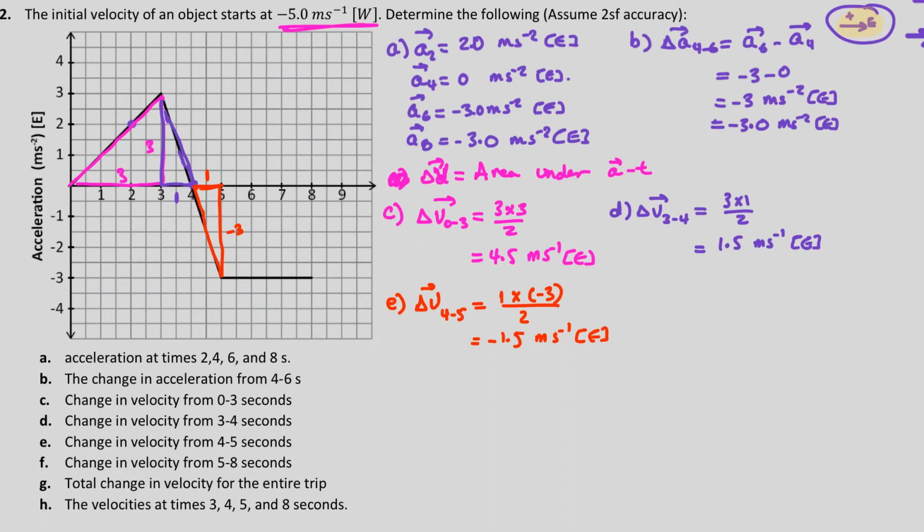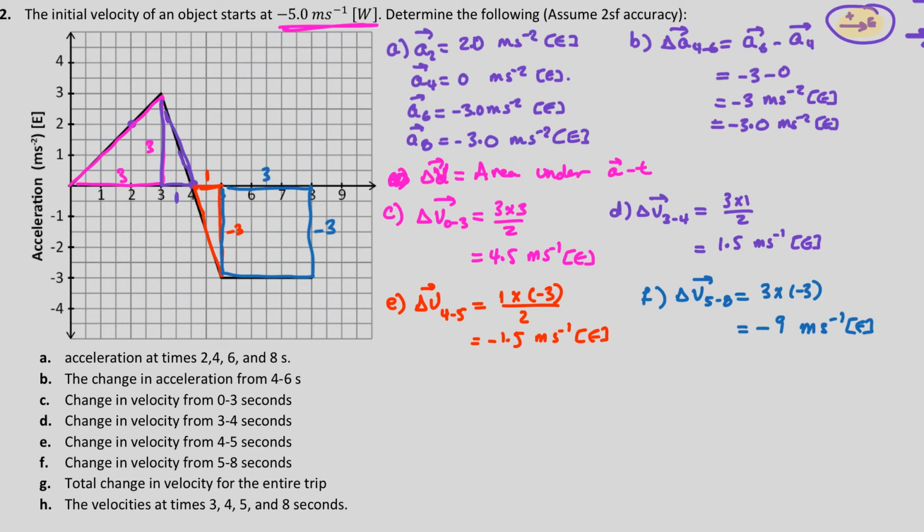And finally, let's use dark blue. Oh, that's a big one. That's a very different area. I got -3 as my height and 3 as my base. So for F, the change in velocity from 5 to 8 is going to equal 3 times -3. It's no longer divided by 2 because it's no longer a triangle, and that's -9. So the velocity changes a lot during this time.